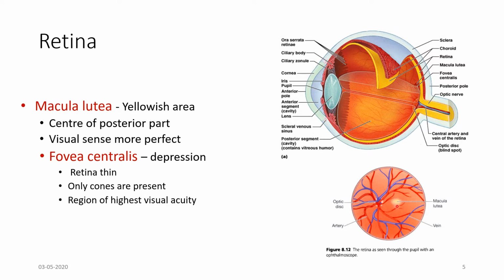Then there is the fovea centralis. What is fovea centralis? There is a depression within the macula lutea where the retina is thin and it contains only cones, and this is the region of highest visual acuity.